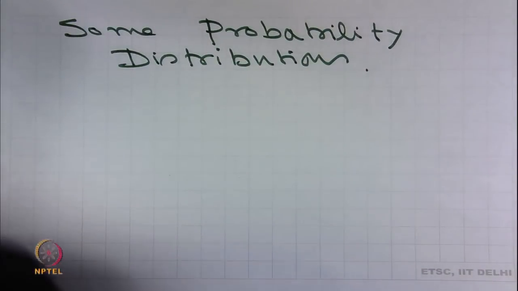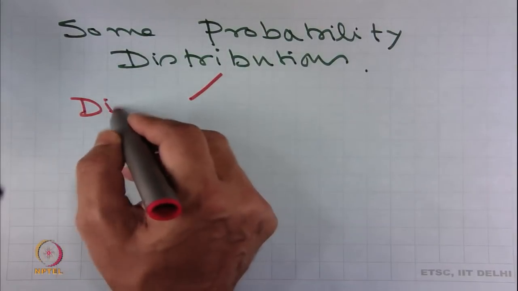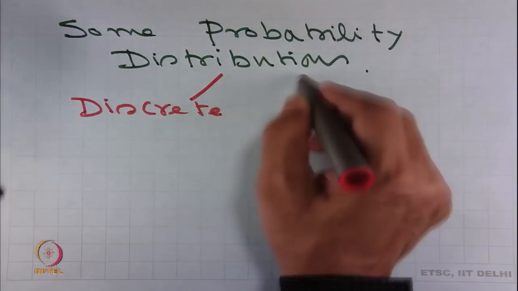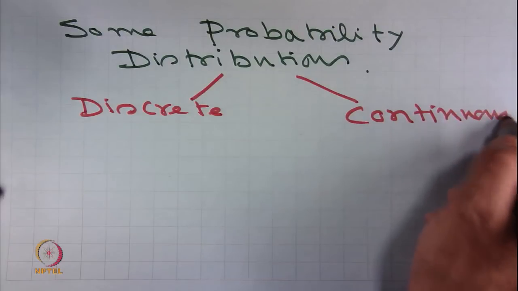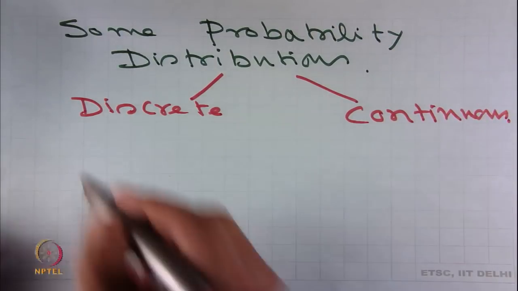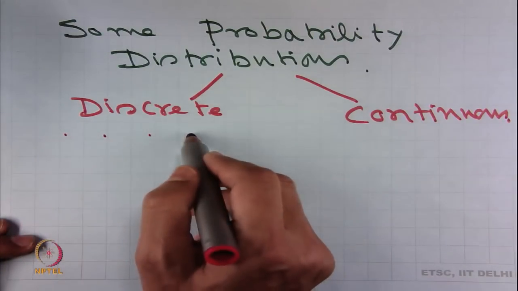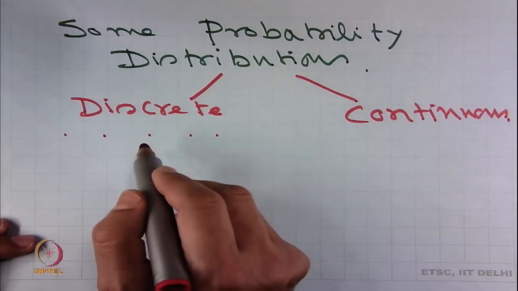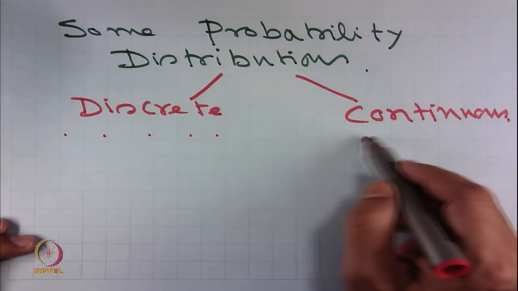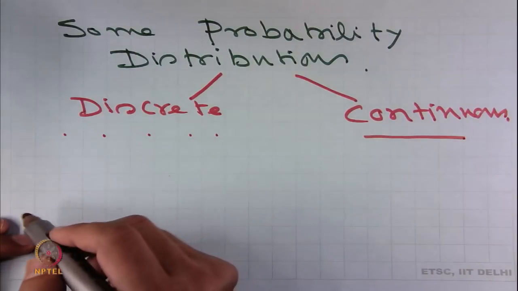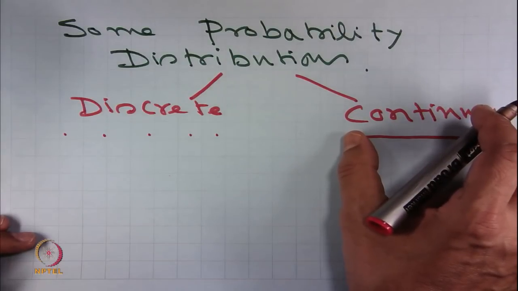As you all know, they can be of two types. Primarily, there can be mixed also, but I am not considering that: discrete and continuous. When the random variable takes discrete values, then we call it a discrete random variable, and the corresponding distribution is a discrete probability distribution. Otherwise, if it is a continuous range along the real line, then we call it a continuous random variable.